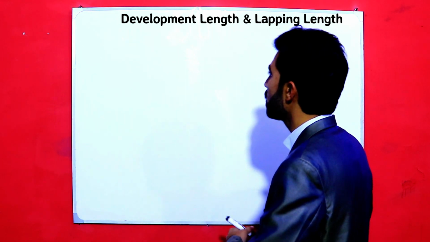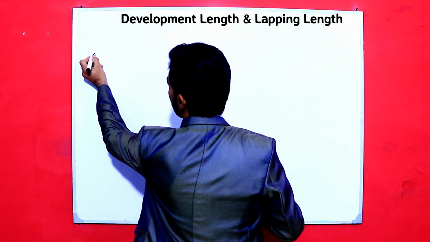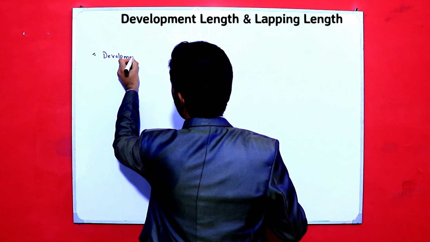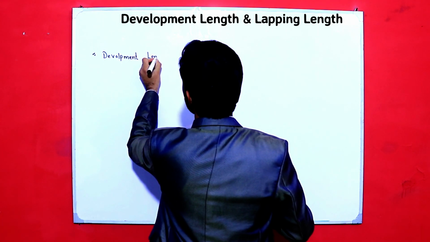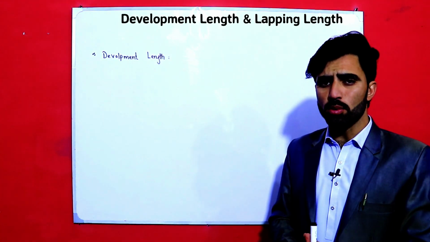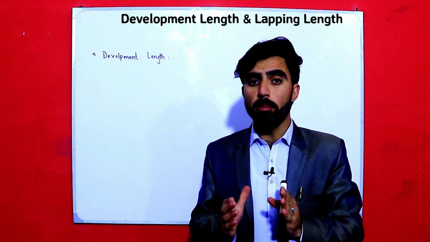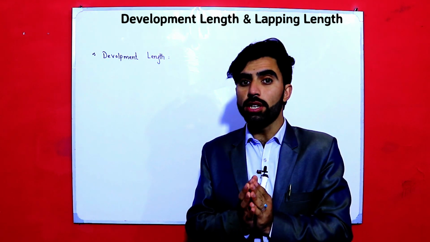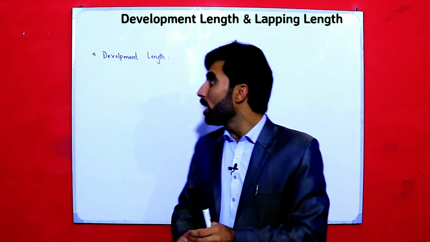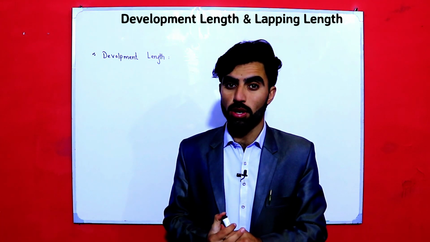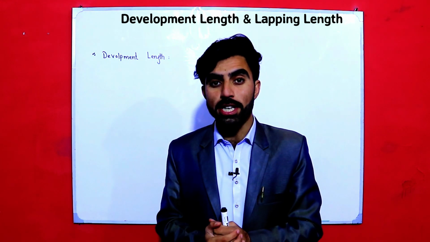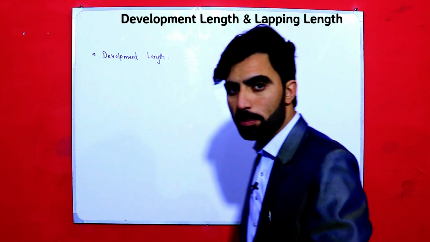Let's start, guys. The first one is development length. What is development length in civil engineering? Guys, simple, I will tell you. We provide development length to make a good bond between steel and concrete. This is the simple definition of development length. And this is also an often asked question in interviews: what is development length, tell us about the formula for development length, and where we provide development length in a beam, especially in the top beam.